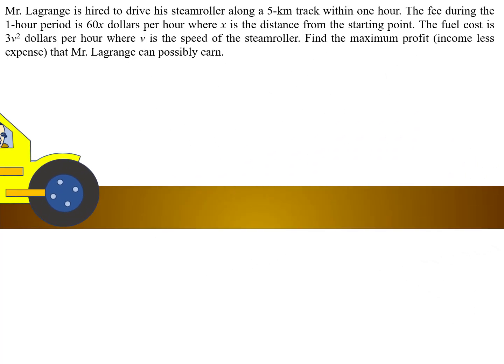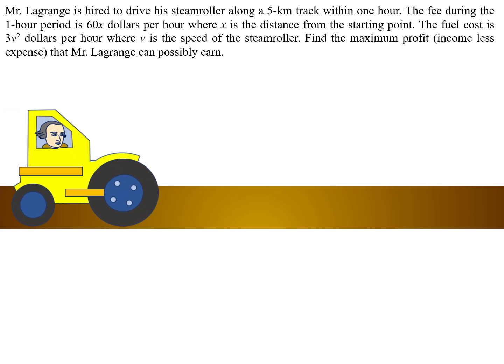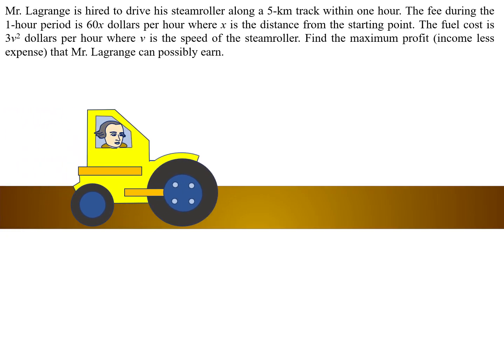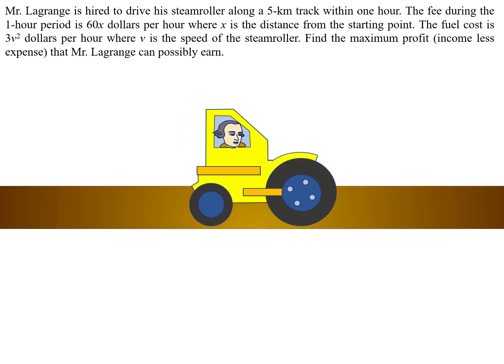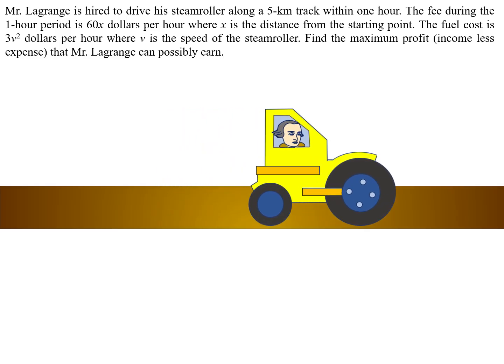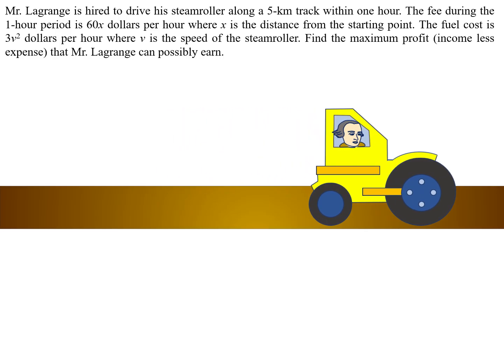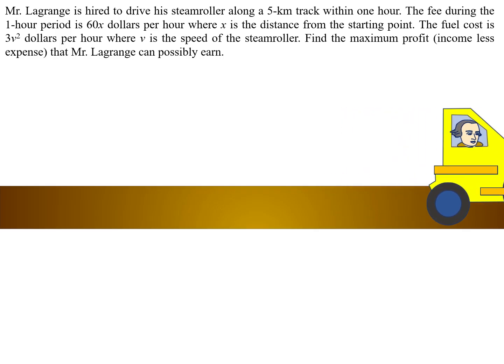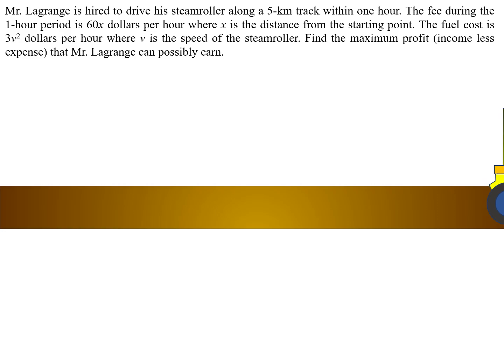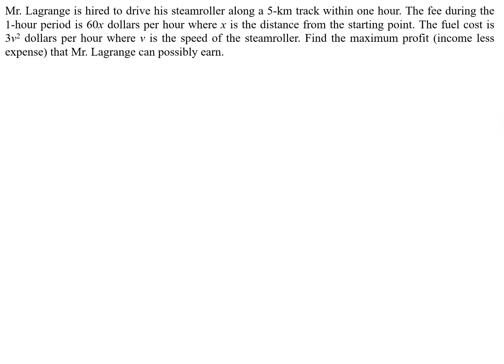Mr. Lagrange is hired to drive his steamroller along a 5-kilometer track within 1 hour. The fee during the 1 hour period is $60x per hour, where x is the distance from the starting point. The fuel cost is $3v² per hour, where v is the speed of the steamroller. Find the maximum profit that Mr. Lagrange can possibly earn. The income is the integral of 60x dt from 0 to 1 hour.